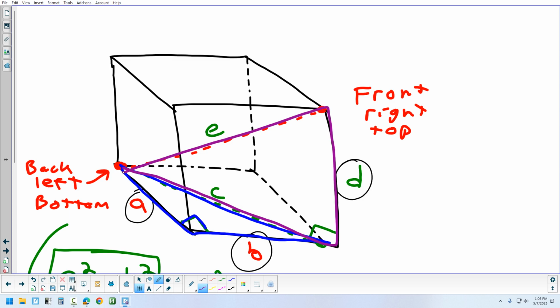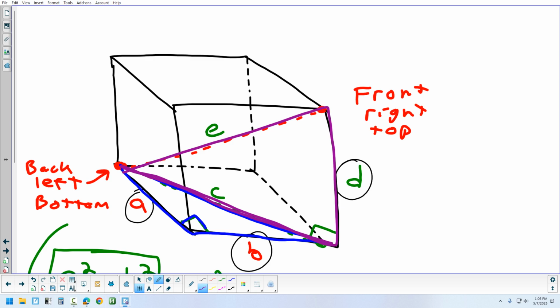But wouldn't C and E be equal, if it's a square? Nope. C is across the bottom of the box. E's the hypotenuse. He's going up. E is going from the back left bottom to the front right top. Oh, I see. E is 3D. So the reason why you need that extra part in the formula is because the first part gives you the length across there.